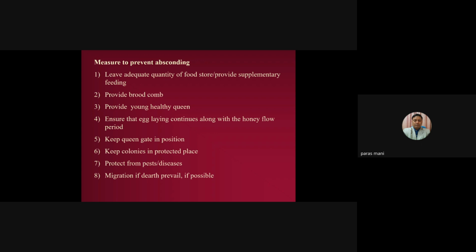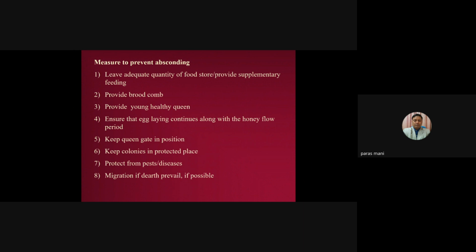Ensure that egg laying continues along with the honey flow period. Honey flow period is the availability of food, that is forage. Honey flow period is the flowering season in the locality. The major flowering season is called the honey flow period. During that time, egg laying also must be continued. That indicates the health of the queen as well.